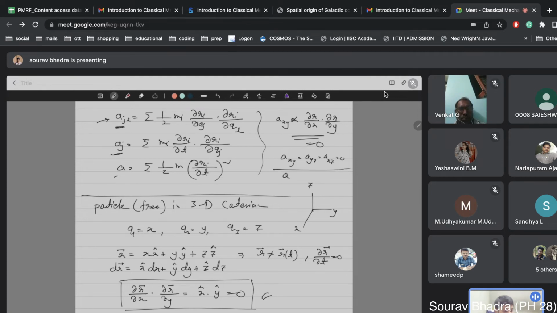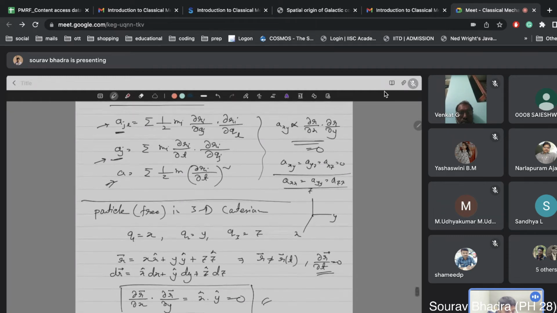Only the non-zero terms will be A_XX, A_YY and A_ZZ. Okay, so A_J and A_JL we have calculated, and as the system does not depend on time explicitly, that means the A value and that A_J value will be 0. It has also been shown in the sir's lecture. So the kinetic energy will only be a quadratic function of the velocity.